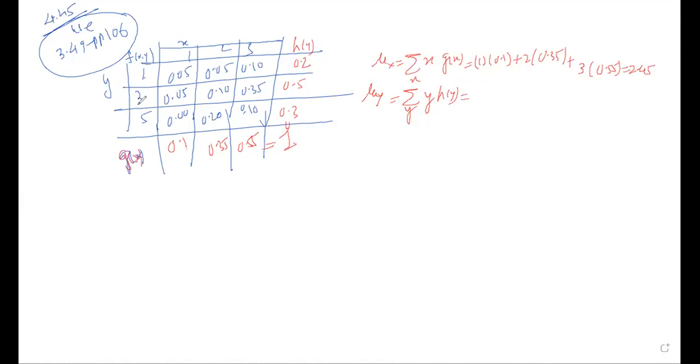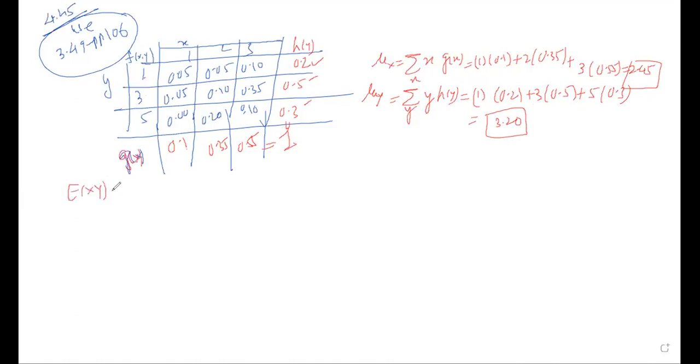Y is nothing but 1, 3, and 5, and these are the ranges. So here it is 1 and 0.2, plus 3 and 0.5, plus 5 and 0.3. If you add these, you are going to get some value, 3.20. Okay, now I want to find E of XY.